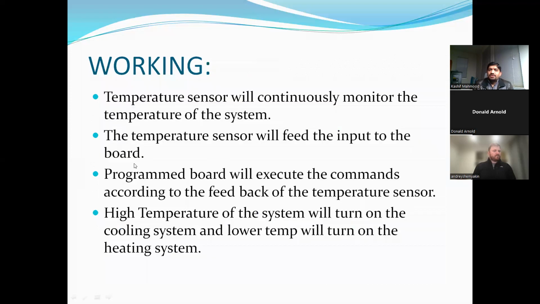Next, I will hand over to my team member, Arnold Dolan. Nice to meet you. The temperature sensor will be continuously monitoring the entirety of the project itself, and it will feed the input to the board. Once it hits certain temperatures, it will automatically either cool the system down if it gets too high or heat it up if it gets too cold, because either will ruin a machine or a circuit. Next slide.